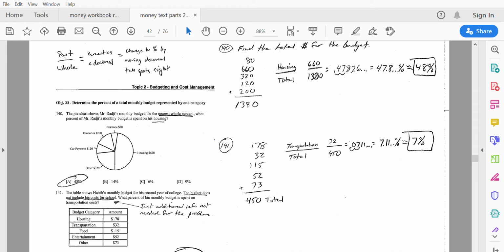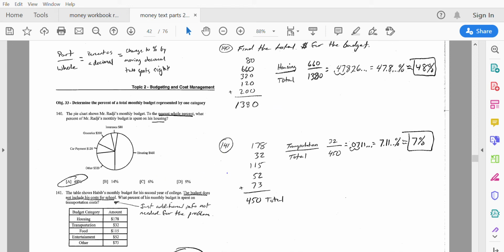Now you're not going to be able to do that on all the problems, but there's one problem where you could pretty quickly do this problem without doing all the math. I showed you how to do the math because there's other problems where you're going to have to. It's not going to be easy by looking at it.